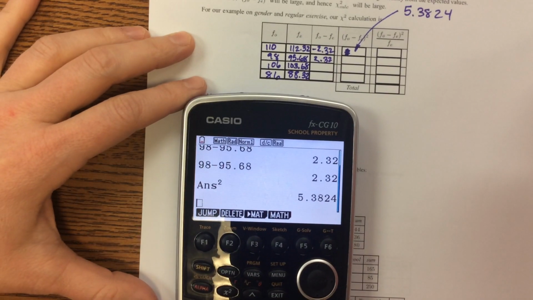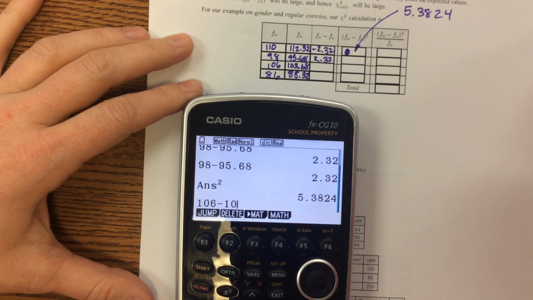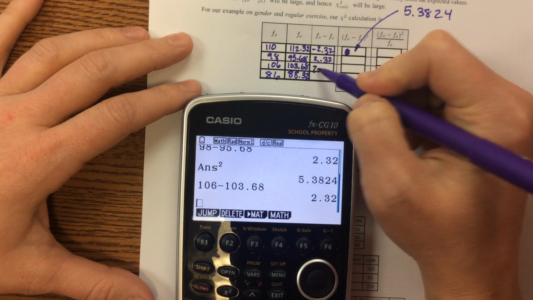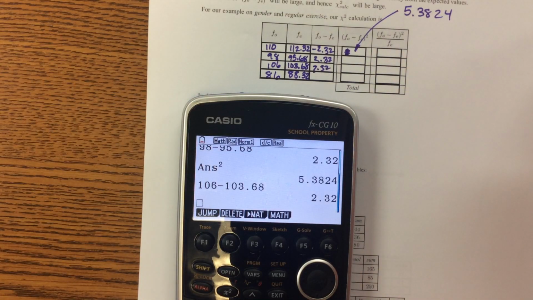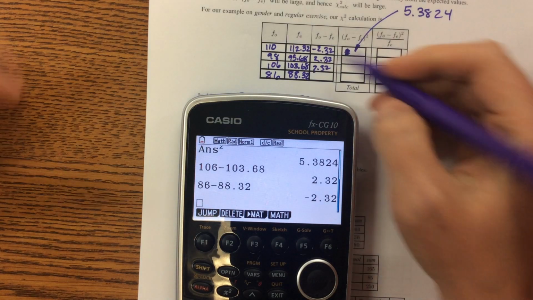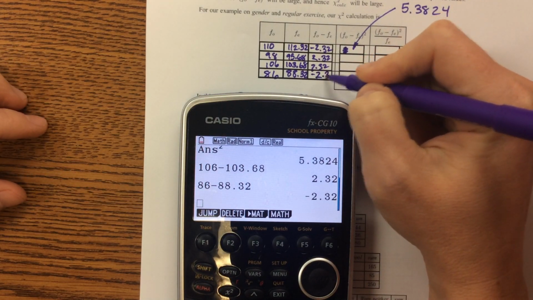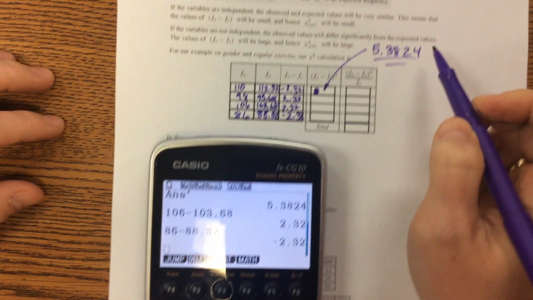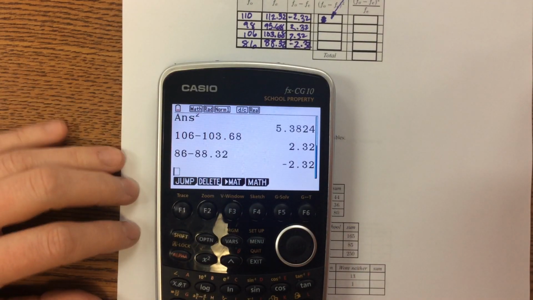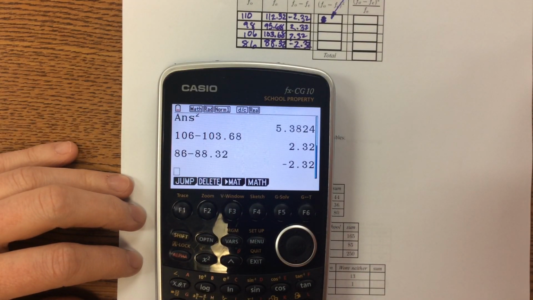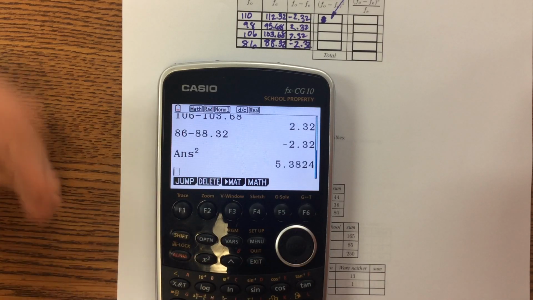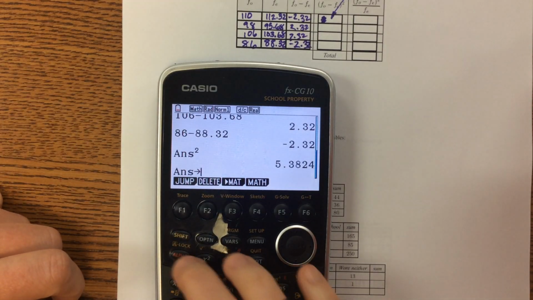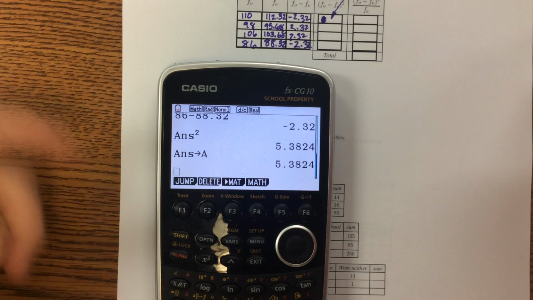Let's find the rest of these differences. 106 minus 103.68. That number looks familiar, so this is a positive 2.32. And then this one, 86 minus 88.32. Okay, that's another familiar number. So in this column, this entire column is this 5.3824. So I'm going to take that number, I'm going to square that. Okay, so there's that number. I'm going to store that in my calculator as A, so I don't have to type it in every time.